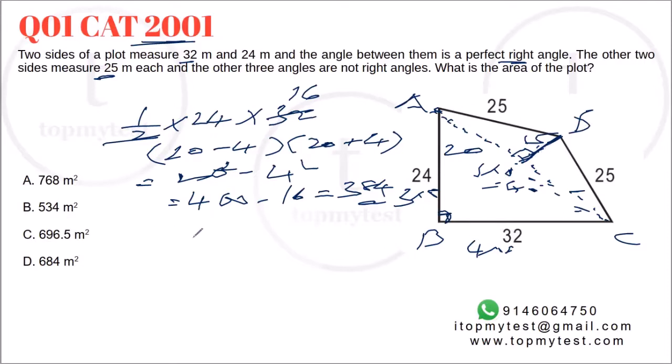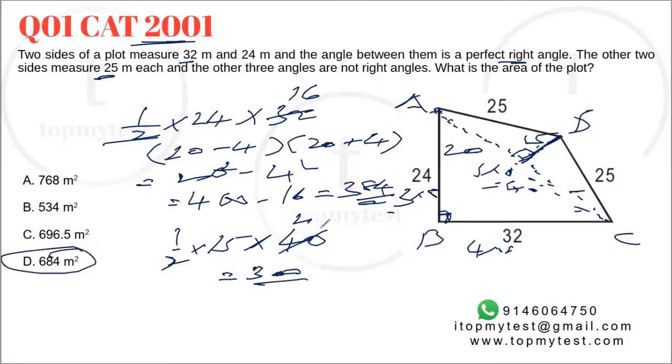What will be the area of this? Half of height, which is 15. Now I need the full base. Full base will be 40. So 20 into 15 will be 300. Full area will be 384 plus 300, 684. Option D will be your correct choice. Need to be a little patient, it takes longer to explain than to actually solve. Identify the right angle triangles, identify the isosceles triangle, job done.